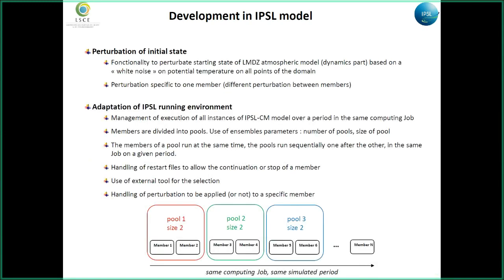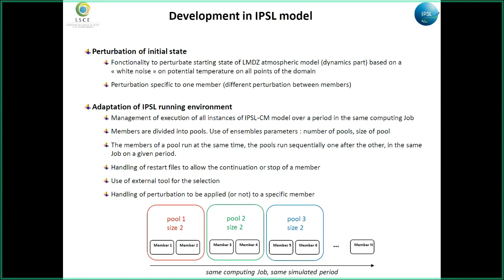Concerning perturbation, we want to be able to perturb the initial state. So we have implemented a functionality to perturb the starting state of the atmospheric model in the dynamics part, based on white noise on potential temperature on all points of the domain. And this perturbation is specific to one member because we want different perturbations between members.